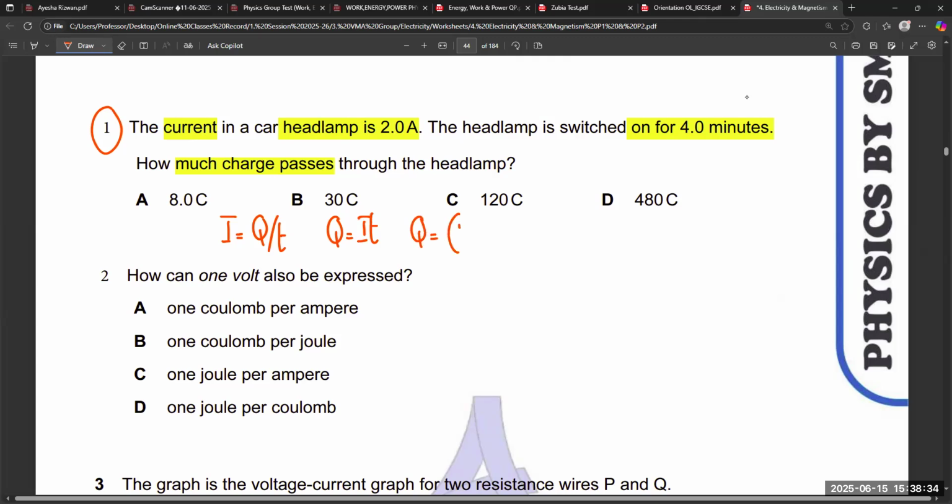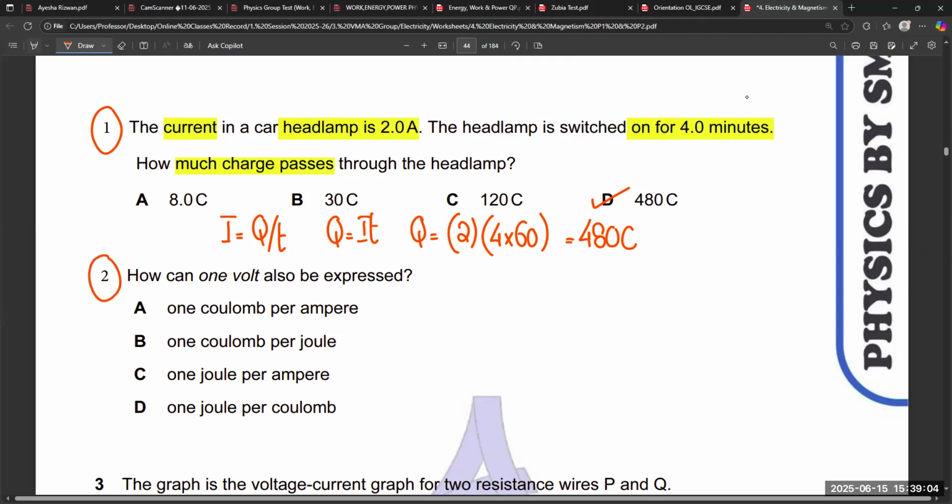Current is 2 ampere. Time is 4 minutes, and in 1 minute there are 60 seconds. So 4 into 60 into 2, 480 coulombs. So D is the answer. So you can see we have simple types of questions in the past papers related to the electric current formula.